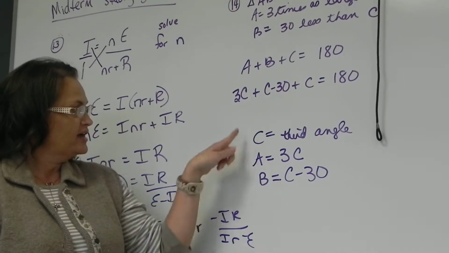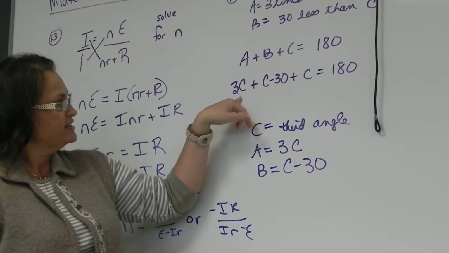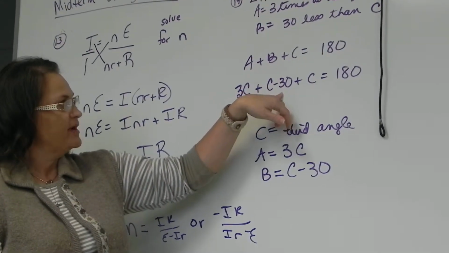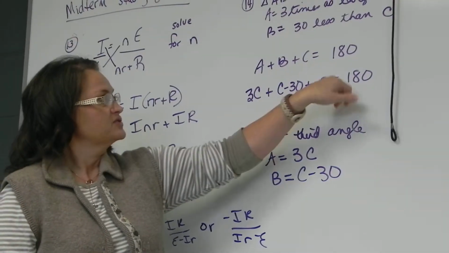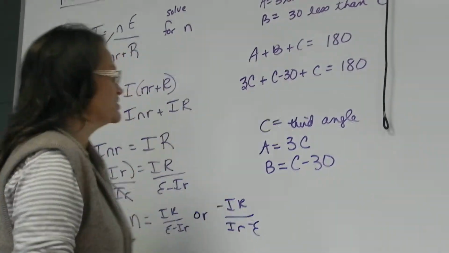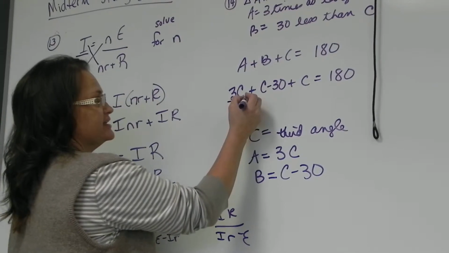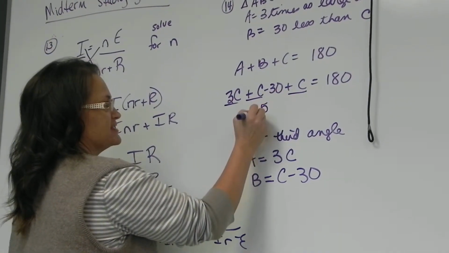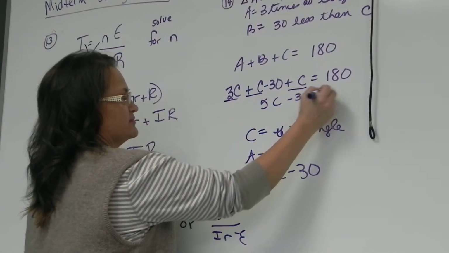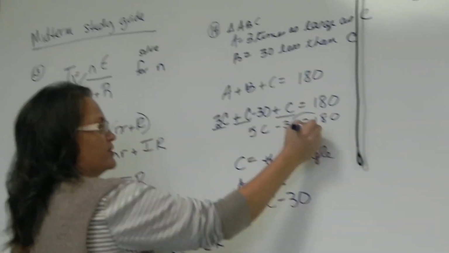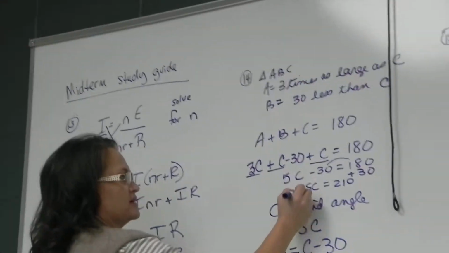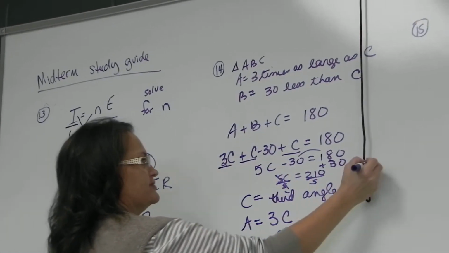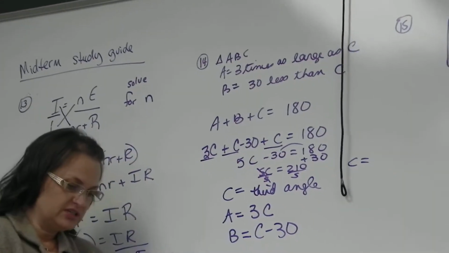So now these 3 angles, angle A, which is 3C, angle B, which is C minus 30, and angle C, which we just called C, add to 180. Then we have an equation we can solve. 3C, 1C, and 1C makes 5C. Throw the 30 across the line. 5C is 210. Divide both sides by 5. 5 into 210.